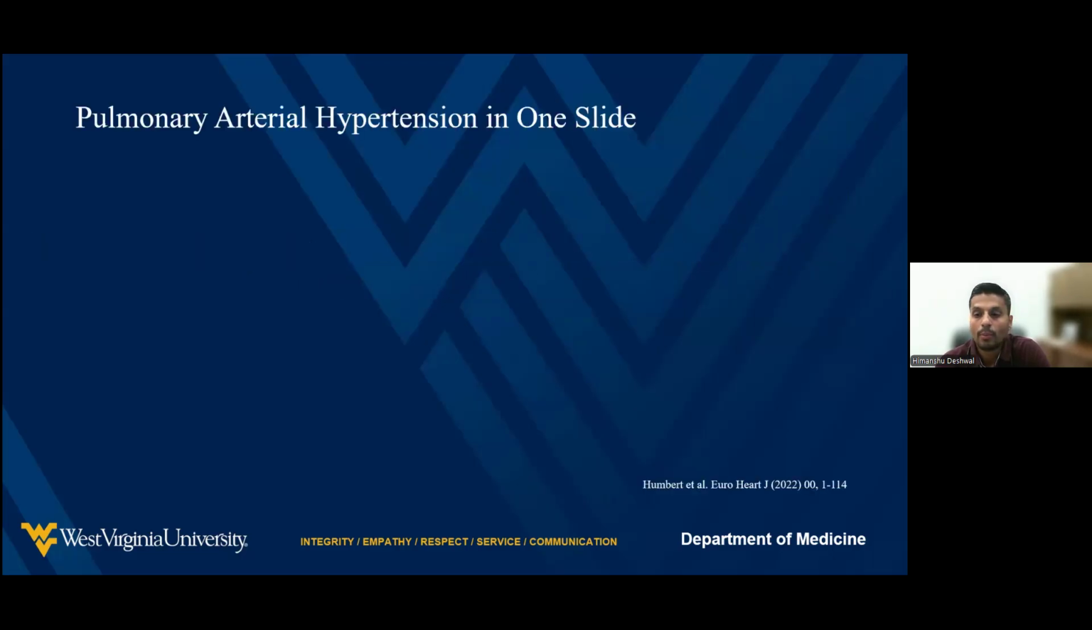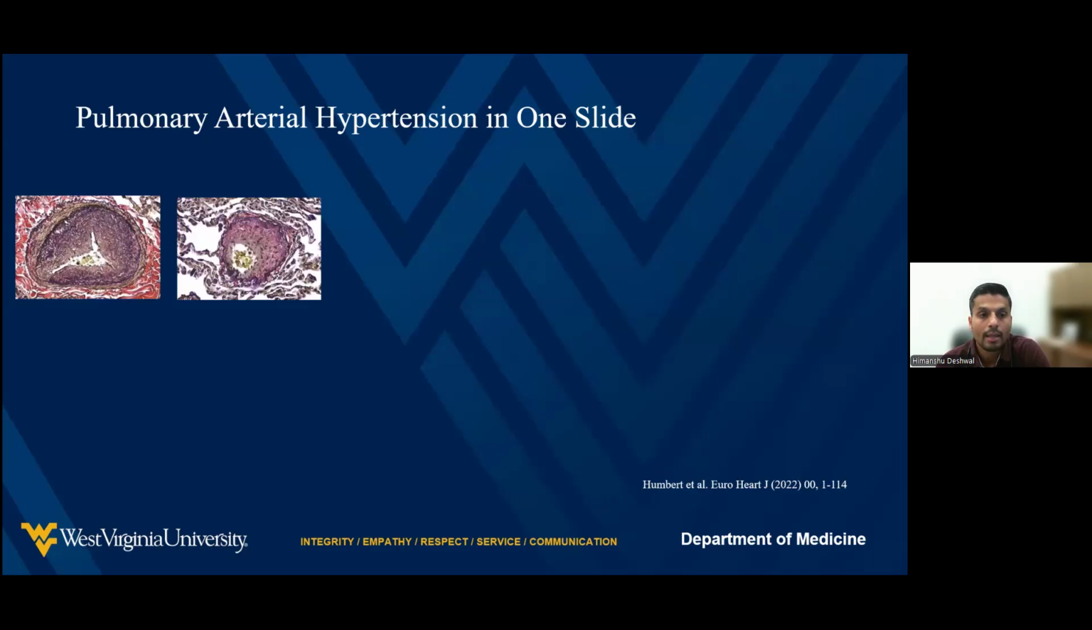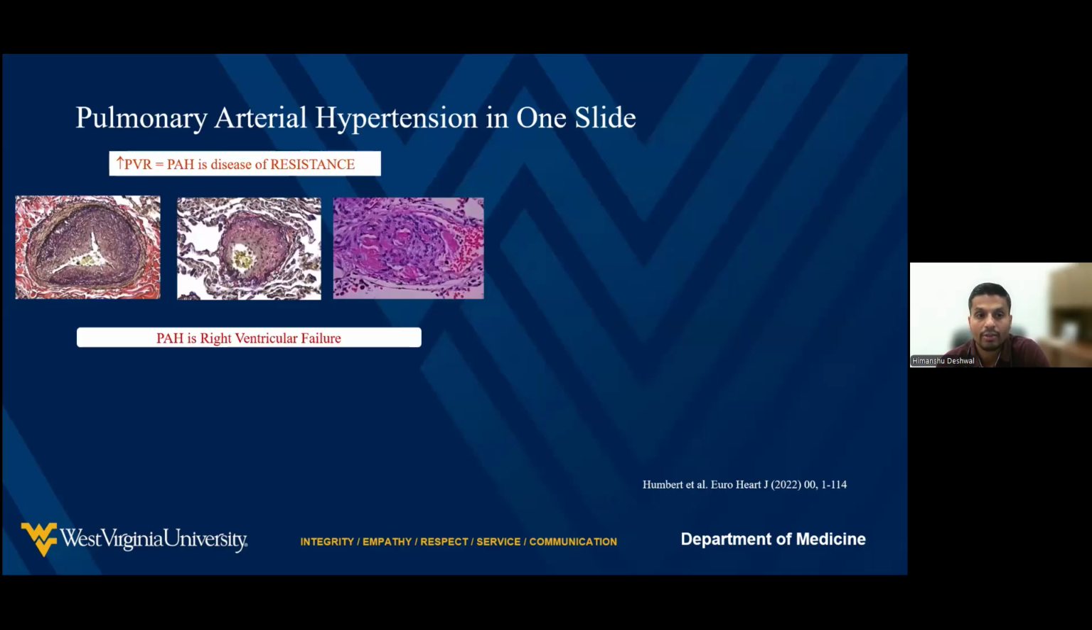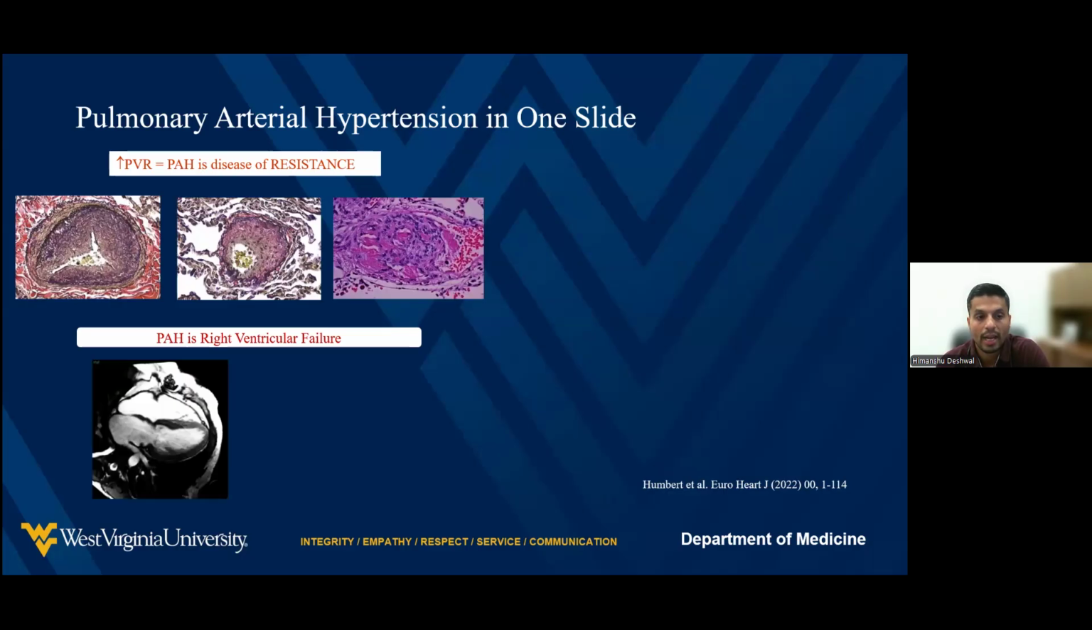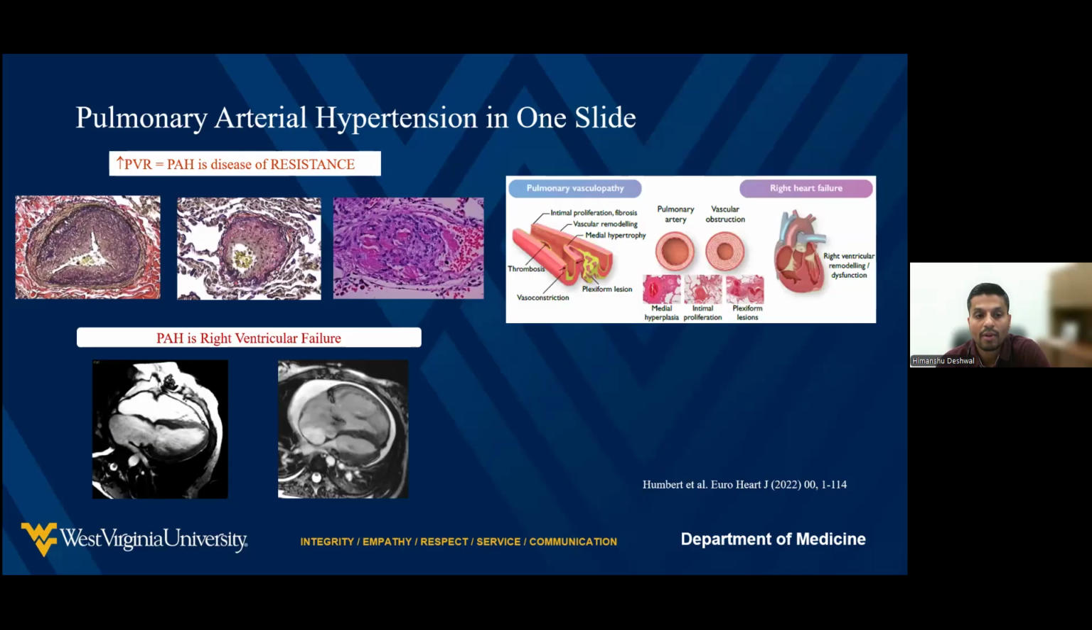If I were to put pulmonary hypertension in one slide, it's basically pulmonary vasculopathy or arterial remodeling that leads to increased pulmonary vascular resistance, and increased pulmonary vascular resistance ultimately leads to right ventricular failure. On an MRI, this is what a normal right ventricle would look like, smaller than the left ventricle. In pulmonary hypertension, you will see that the right ventricle is dilated and very significantly abnormal compared to the left ventricle. So it's a disease of the right ventricle, and it's a disease of the pulmonary vasculature.